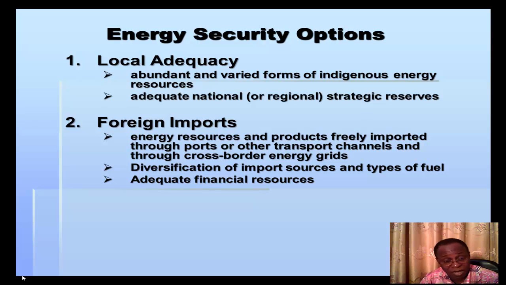Foreign imports then is the next option. So energy resources and products are freely imported; you want to relax your border controls and things like that to allow imports to come in freely through ports and other transport channels, and through cross-border energy grids. Regional electricity grids become important for foreign imports. And then diversification of import sources and types of fuel. You don't want to be locked into just hydro. You want a little bit of oil, a little bit of natural gas, and of course a little bit of renewables to ensure that you have some balance in case of any problems in any one type of energy.